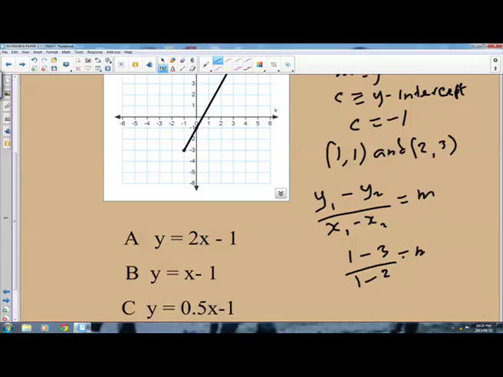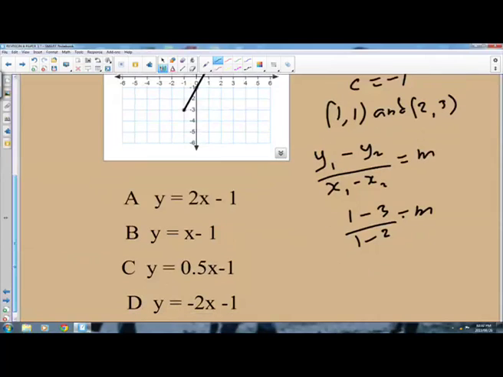So this is equals to m. And then 1 minus 3 is negative 2 divided by 1 minus 2 is negative 1. So the gradient is minus 2 over negative 1, and this can be simplified to 2 because we are dividing negative 2 by negative 1. When you divide two negative numbers, you'll get a positive number. So the value of m is 2, the value of c is negative 1.